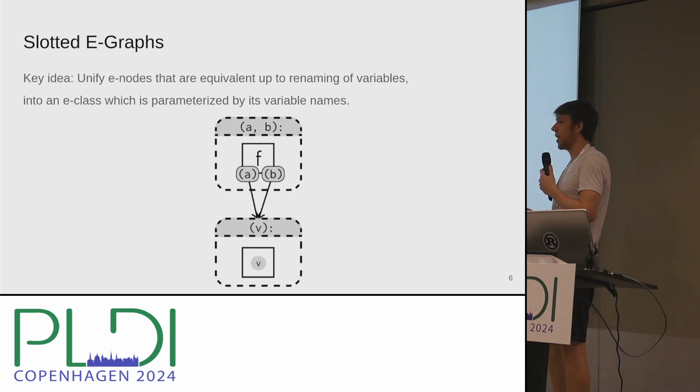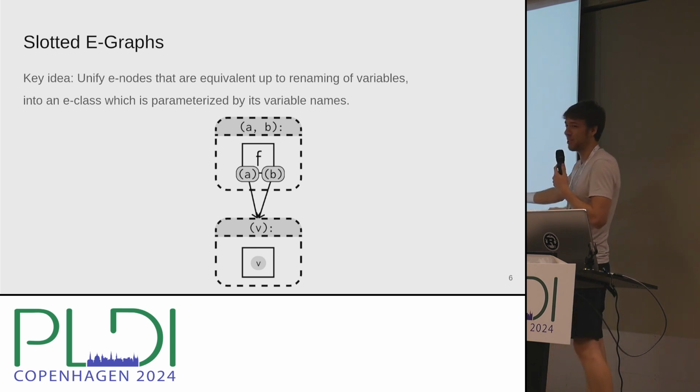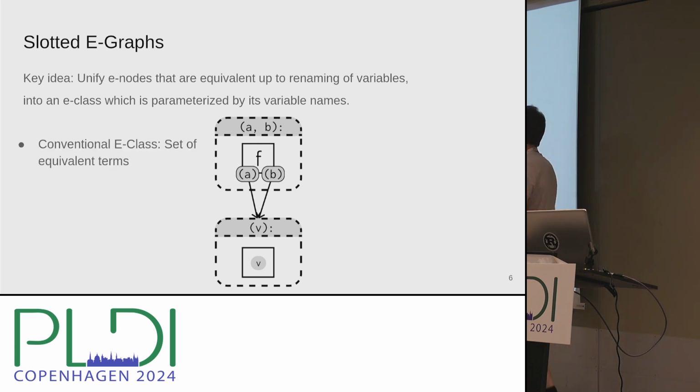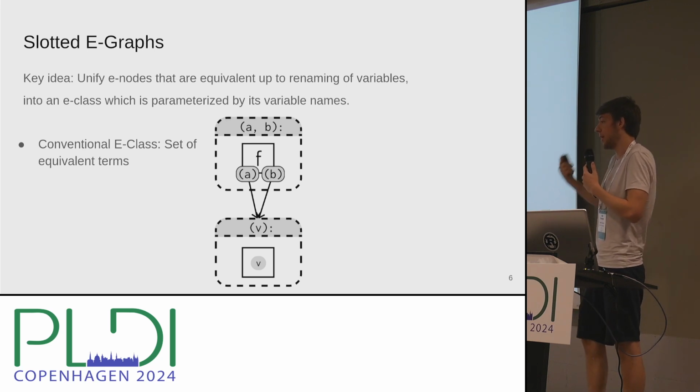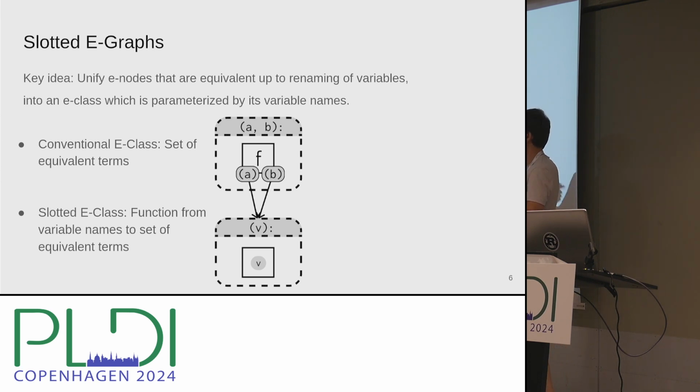But you might wonder, okay, how do you actually conceptually think about this object now? Right, I think there's a good intuition for how e-graphs work, but what's the intuition behind this? And so let's first talk about what an e-class actually is conceptually. A normal e-class is just a set of equivalent terms. So that's what it represents. That's the idea behind it. Right, it's just an equivalence class, a set of equivalent terms. And because we now added this layer of parameterization, a slotted e-class is actually a function that accepts variable names and then yields a set of equivalent terms.